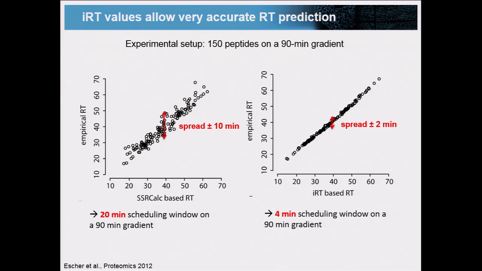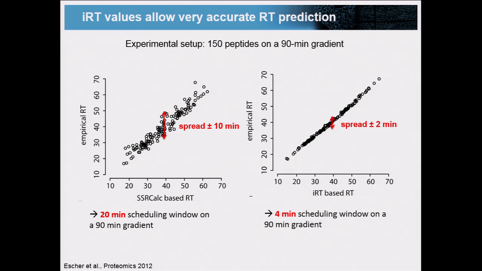So this is a figure from this paper, where they took a set of peptides and once did a prediction with SSRCalc, and once did a prediction with IRT. As you can see, this will have a big impact on the window that we need, for example, for scheduling, or any type of application where we want to use retention time prediction for scheduling or identification, etc. Here we have a pretty big spread of 10 minutes, and here a pretty small spread of 2 minutes.